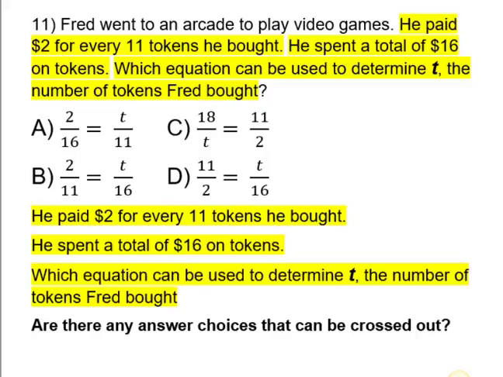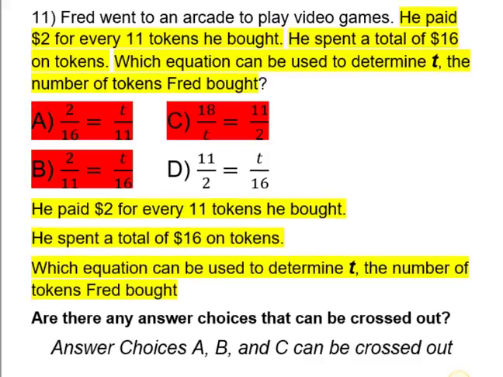Taking a look at the answer choices, are there any we can see that we can cross out? If you said A, B, and C can be crossed out, you are correct. In looking at our ratio again, it should be 2 over 11. Well, A has 2 over 16, which is incorrect. B has 2 over 11, which is correct.